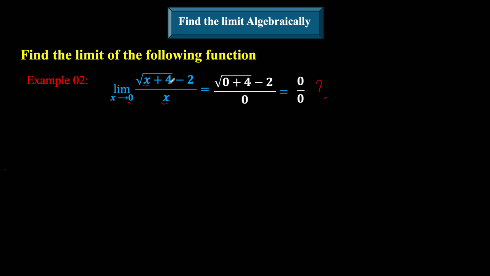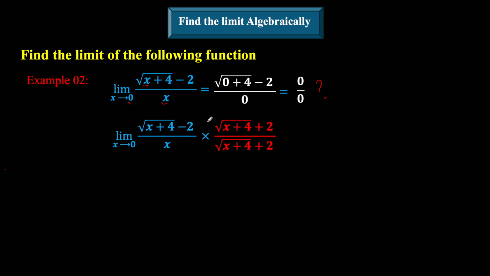So what we do is ask ourselves the first question: where do I have the square root? You have the square root in the numerator. So you multiply the numerator and the denominator by the conjugate of the square root, meaning you multiply by the square root of x plus 4 plus 2. This is the conjugate of the square root of x plus 4 minus 2. You see, we only changed the sign.